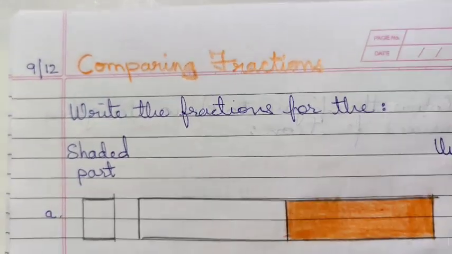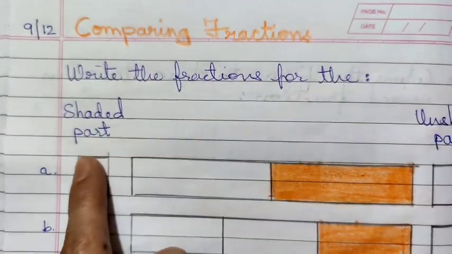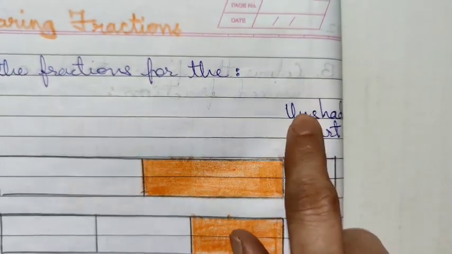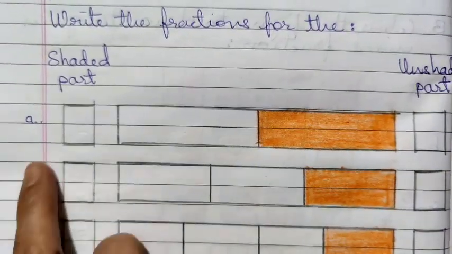I'm sure you are ready with this page. What have you to do? Write the fractions for the shaded part as well as for the unshaded part. Okay. Now, the first one.